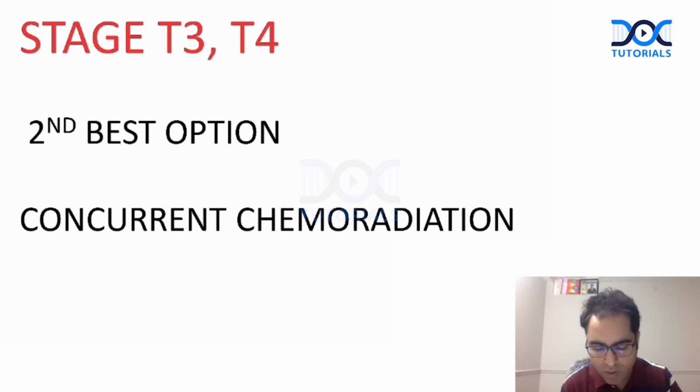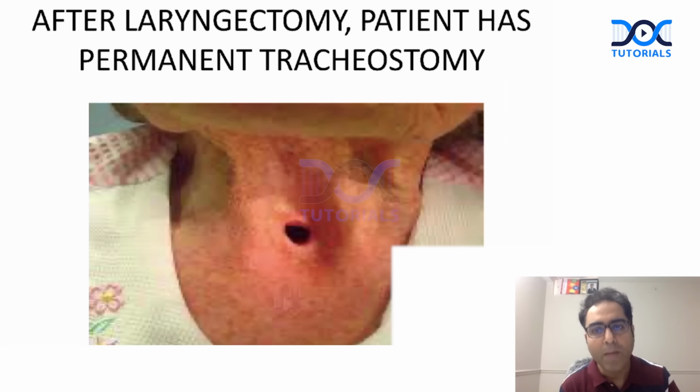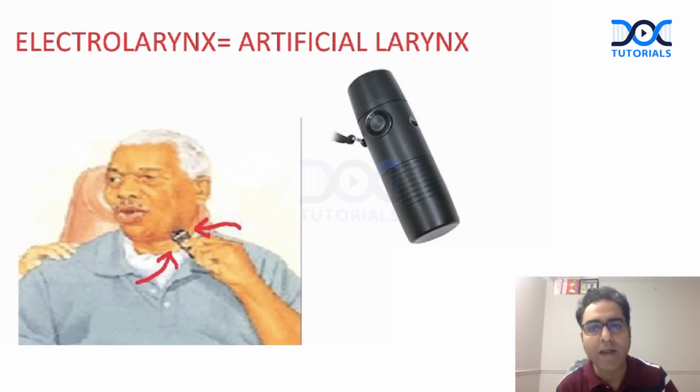Now for T3, T4, after laryngectomy, the patient develops a permanent tracheostomy and cannot speak. There's a permanent hole in the neck. These patients can use esophageal voice to speak. Number two, they can use the electrolarynx or artificial larynx. This is a handheld battery operated external mechanical vibrator. The patient has to touch it over here to speak.